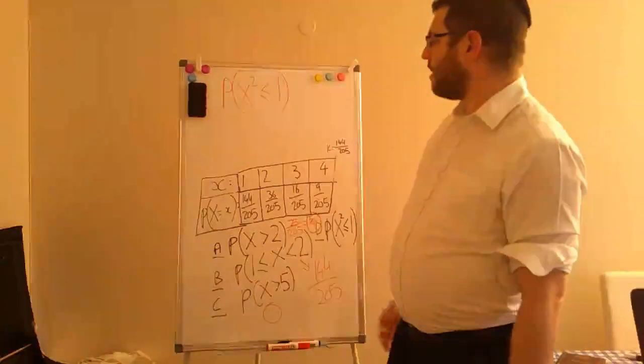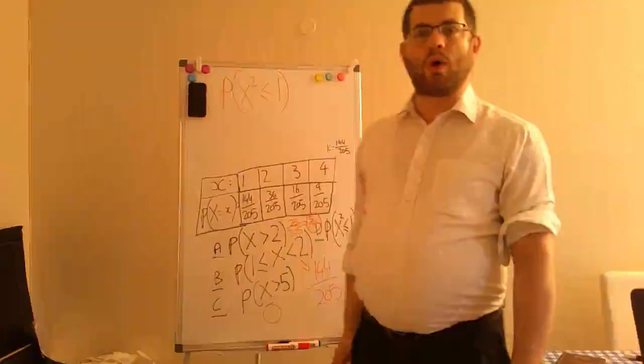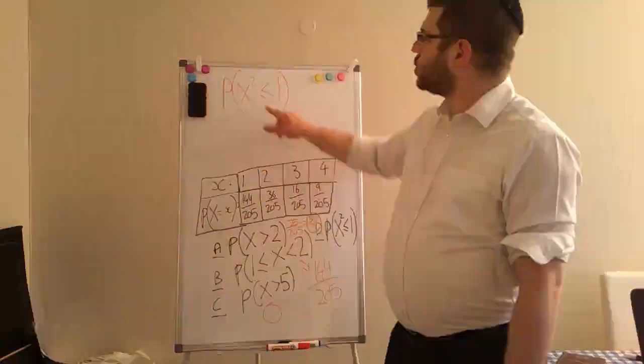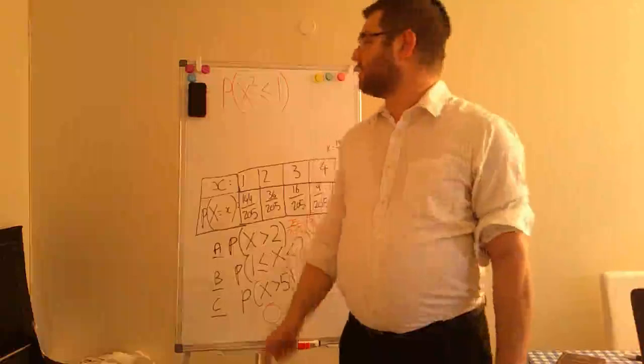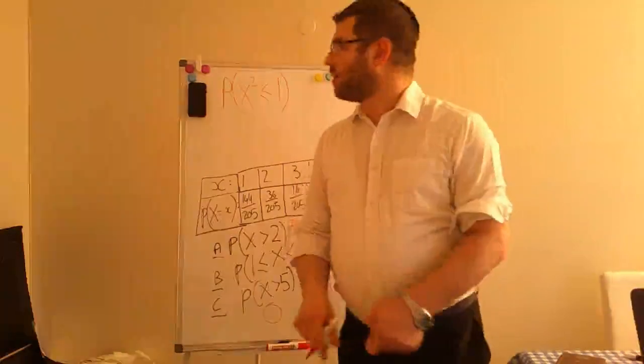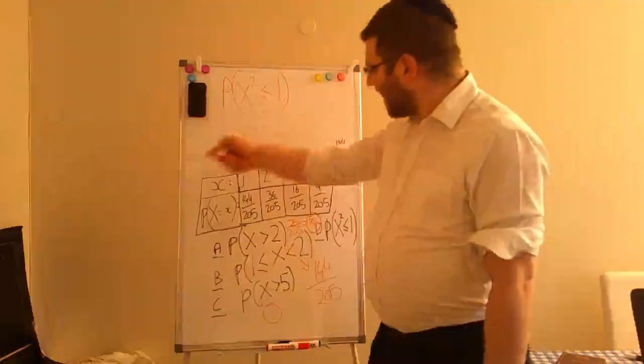I'd have to worry about squaring the outcomes and then seeing which are smaller than or equal to 1, which you could do. Okay, you could do it like that. But it's simpler to change the probability statement. Probability of x squared is less than or equal to 1. What we could do is say, well, actually, let's take that out for now.